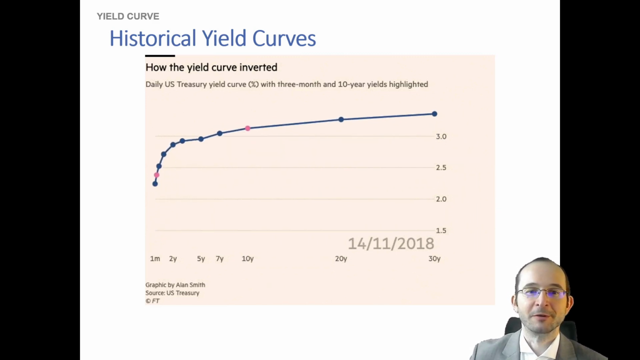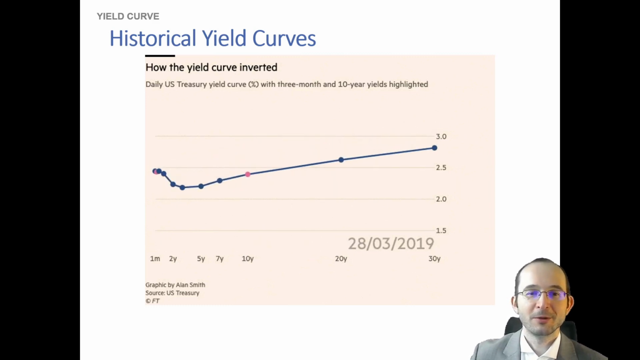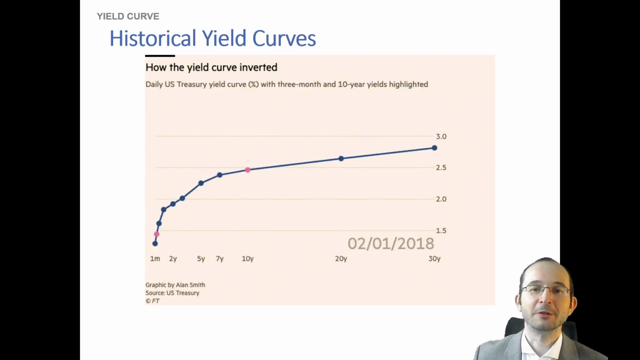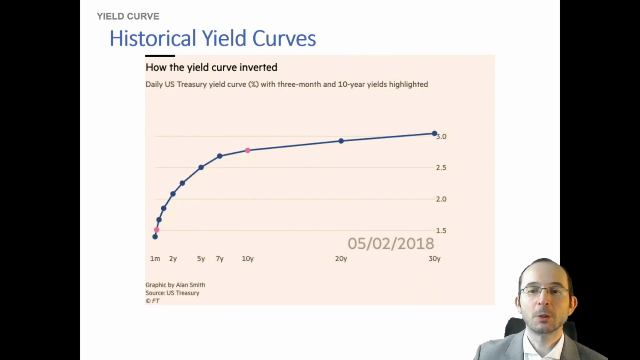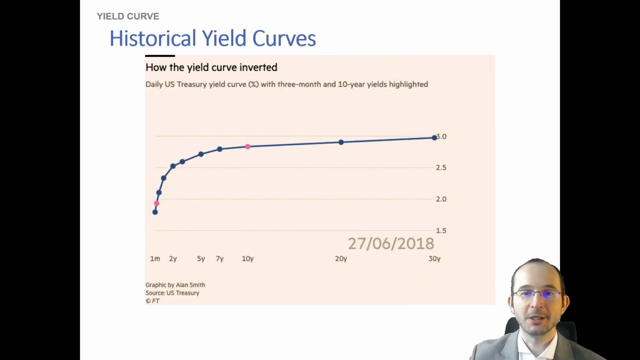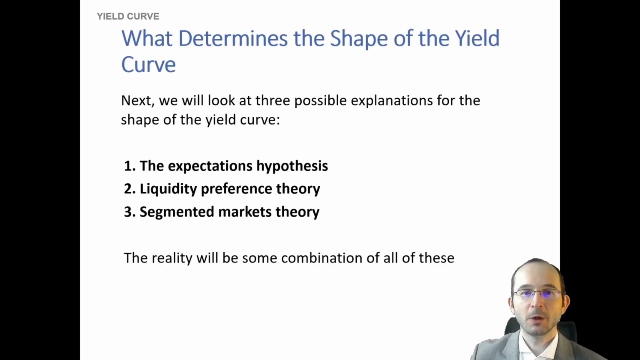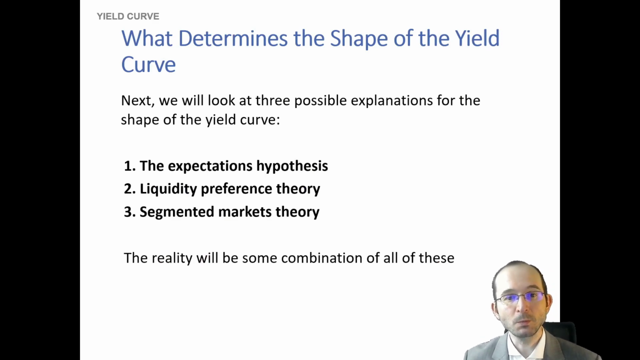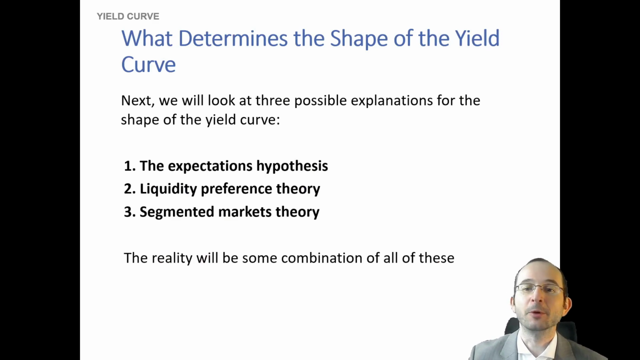So in a way, we observe quite a few of these behaviors. There's an inverse hump shape, there's an upward slope, and toward the end, there's also a downward slope. So what can actually determine the shape of the yield curve? Well, there's 3 important theories that we'll go through that have been advanced.